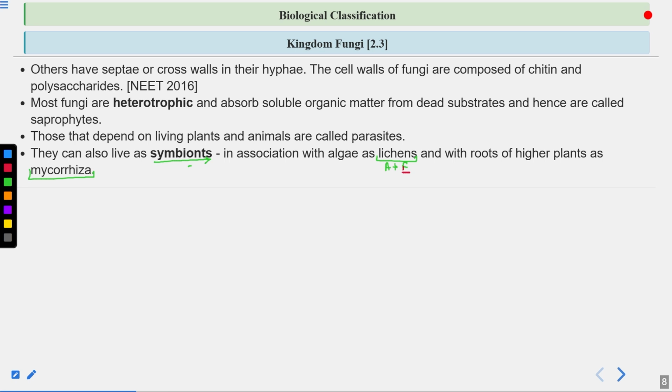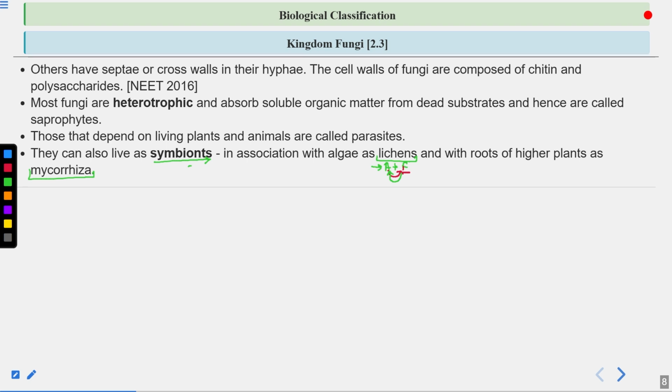And how is this a symbiotic association? Here the algae produces sugars, organic compounds, by photosynthesis. These organic compounds are provided to the fungus. So the fungus gets food from the algae, and the fungus helps the algae to absorb nutrients and water. So the fungus provides minerals and water to the algae. It provides shelter to the algae as well.